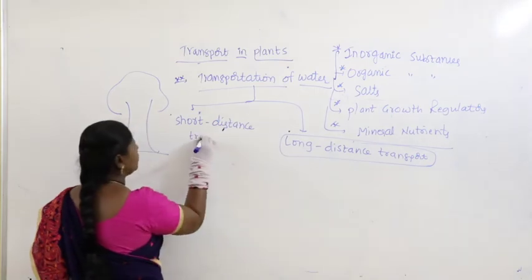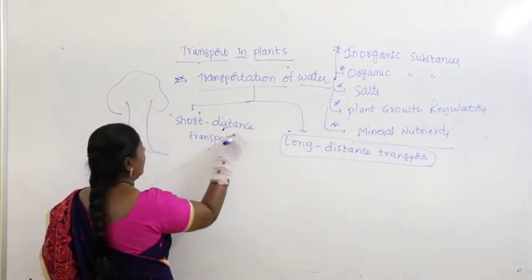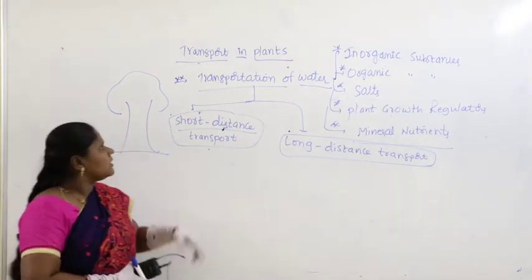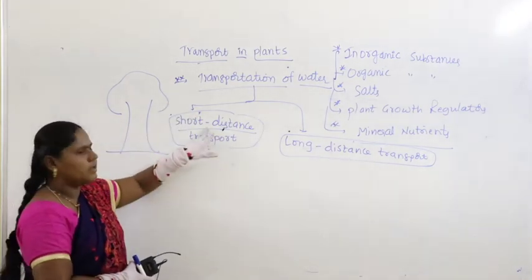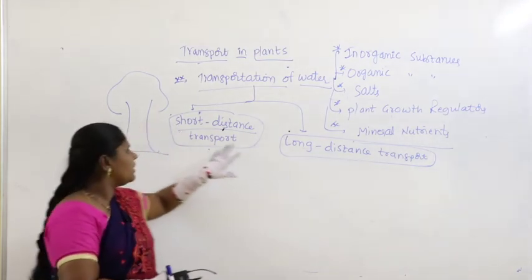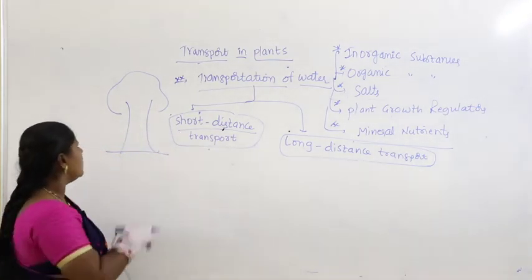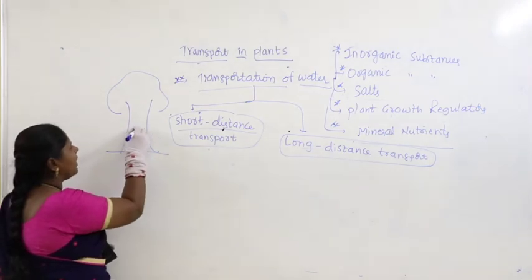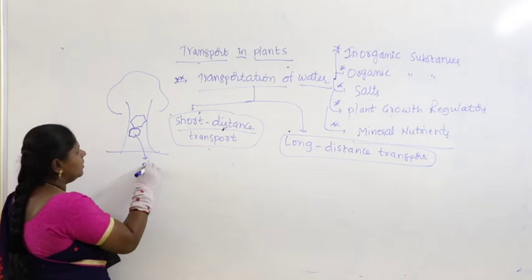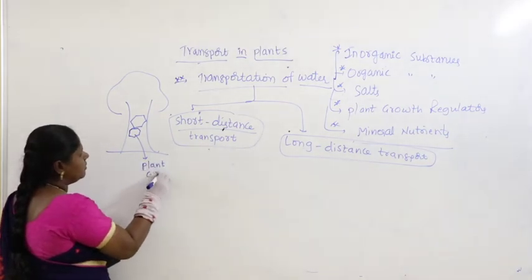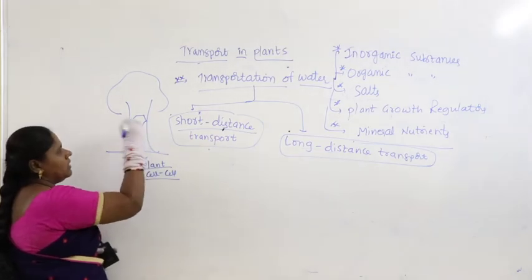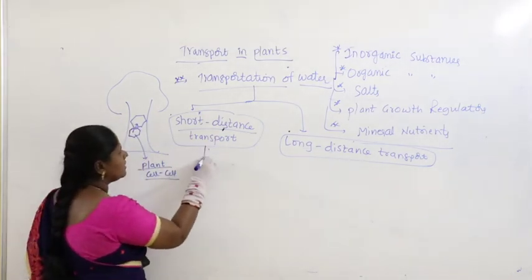Short distance transport, and long distance transport. Transportation of water, what's happening here is short distance transport or long distance transport. What is short distance transport here? Cell to cell. This is one plant cell, this is another plant cell. So here, plant cell to cell, one cell to other cell. So this is a short distance transport.